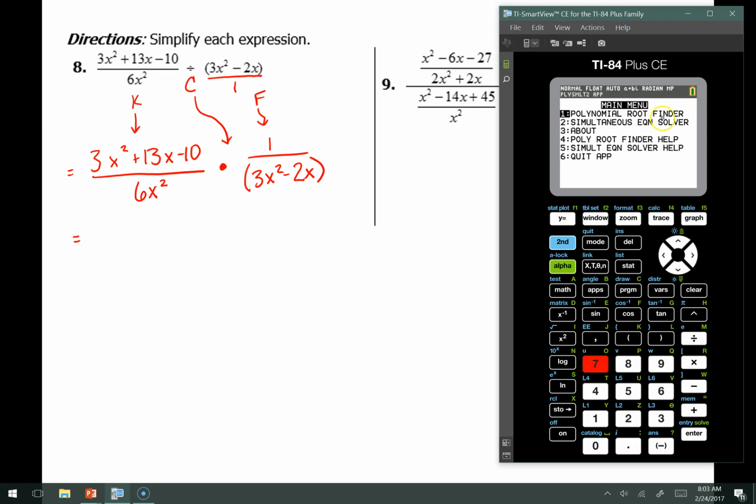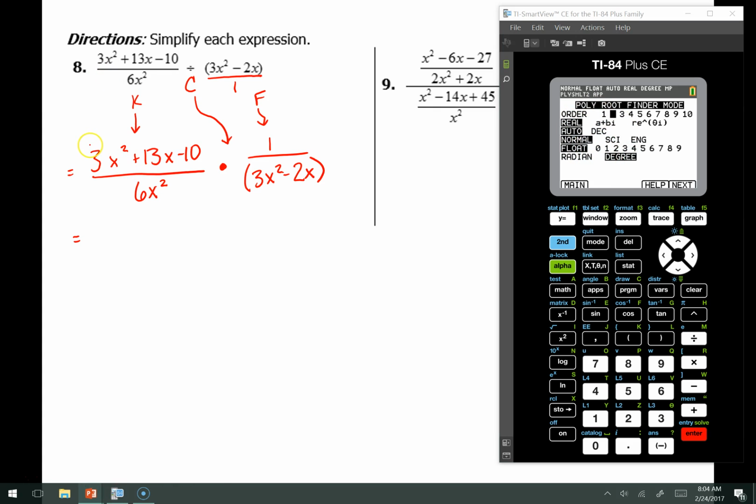Then we're going to choose the polynomial root finder because we're working with polynomials, and we need to set the mode to match the polynomial that we're about to plug in, which is this guy here. So the order is 2 because this is a quadratic. I'm going to change my solutions from real to a plus bi, or complex, and hit enter.